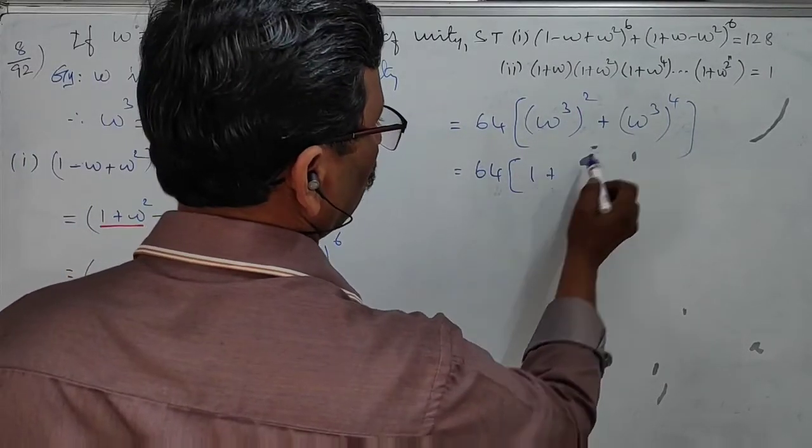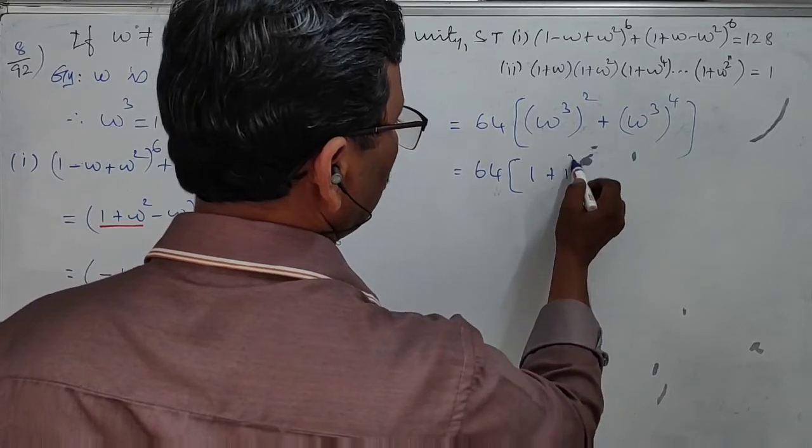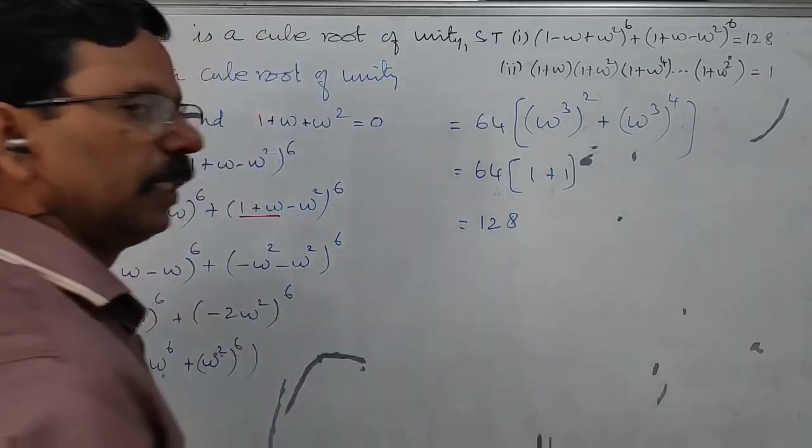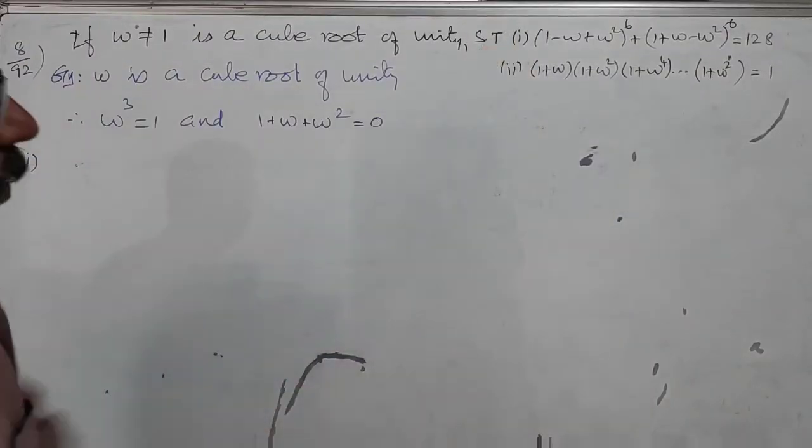1 square is also 1, plus omega cube 1 power 4 is also 1. Therefore 1 plus 1 is 2. 2 into 64 gives 128. That's all. Now let us answer the second subdivision.